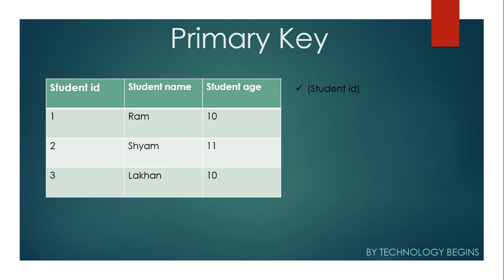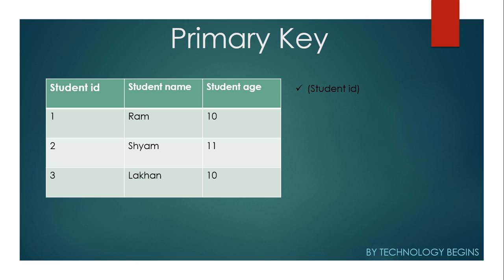So let's start. First one is primary key. So what is primary key? Primary key is an attribute which uniquely identifies a row from the table, and we can also say it is a unique identifier. And in every table or relational database, there is always one and only one primary key.